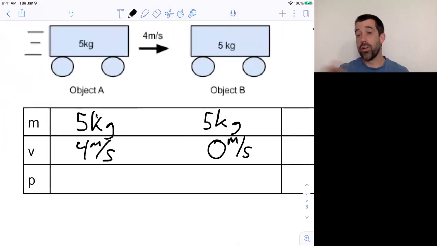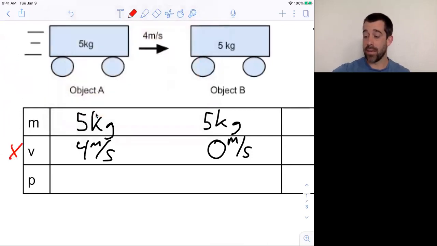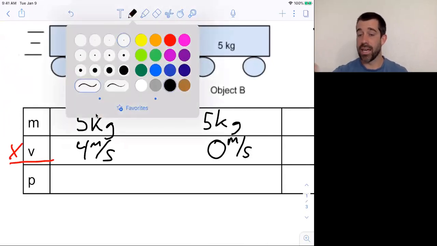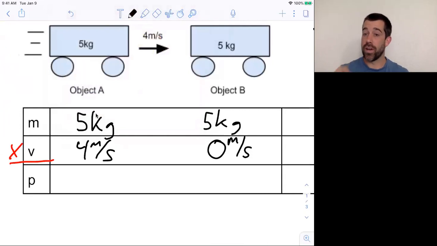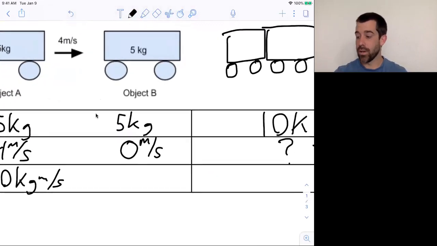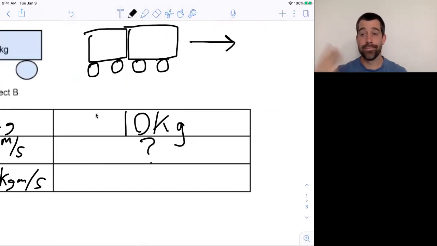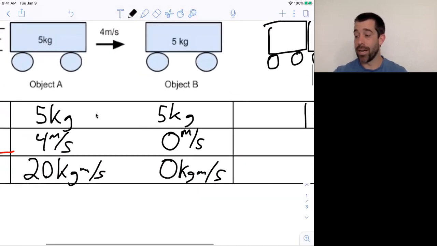Moving back over here, we're going to start using the patterns on the chart to help us solve. One of the most important patterns on the chart is that the mass times the velocity is the momentum, and we're going to fill out everything we can using that strategy. So 5 times 4 is going to be 20 kilogram meters per second. 5 times 0 is 0 kilogram meters per second. And then 10 times question mark, we don't know. We're just going to have to leave it for right now.